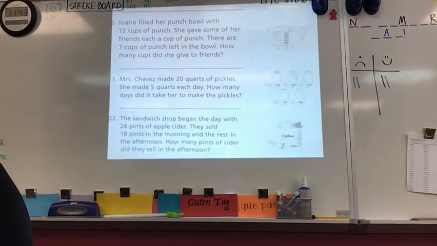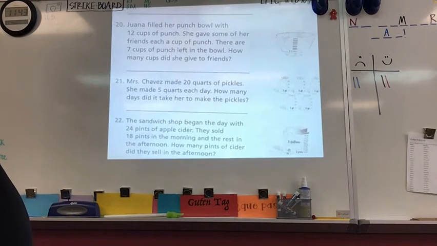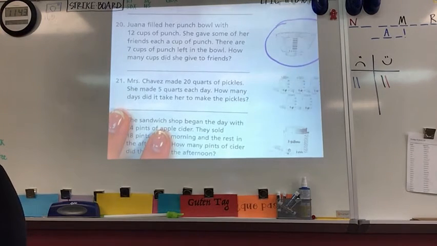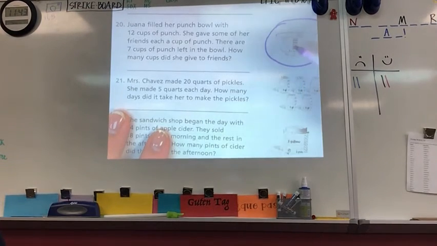Number 20. Joanna filled her punch bowl with 12 cups of punch. She gave some of her friends each a cup of punch. There are 7 cups of punch left in the bowl. How many cups did she give her friends? So she had a total of 12 cups here in her punch bowl. She gave some away, and now she only has 7. Their lines are so tiny, it's hard to tell. But 1, 2, 3, 4, 5, 6, 7, 8.